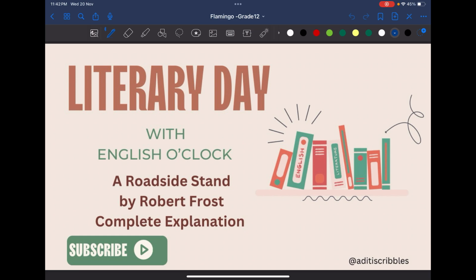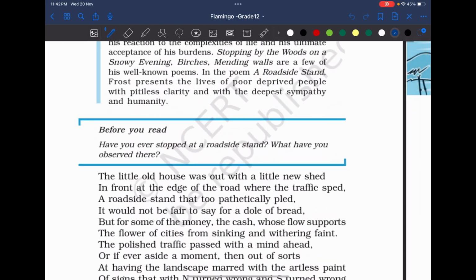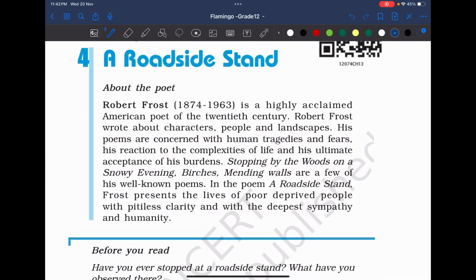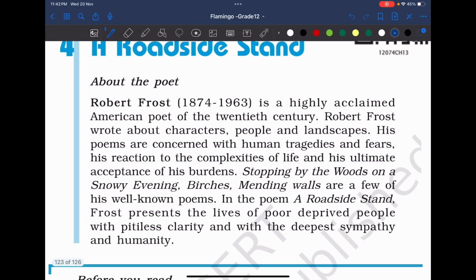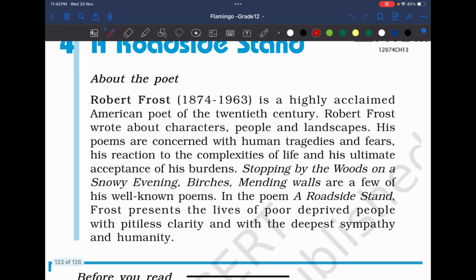Okay, आज की class is all about A Roadside Stand by Robert Frost. I'm going to give you a complete explanation. Without further ado, without wasting a single minute, let's get into the video and start with the explanation. A Roadside Stand. Right, let's read a little bit about Robert Frost.